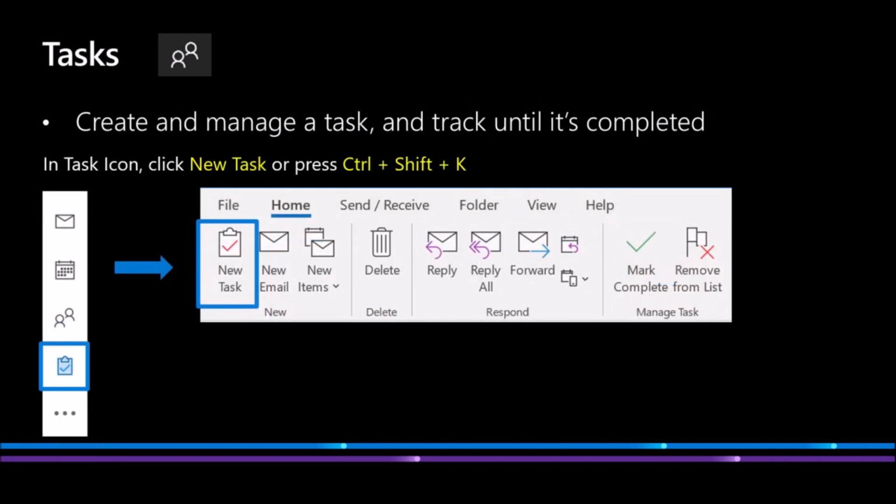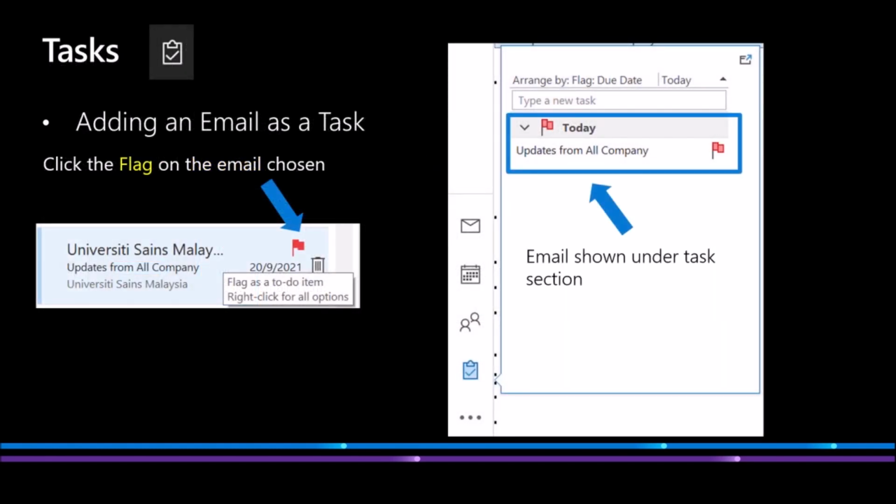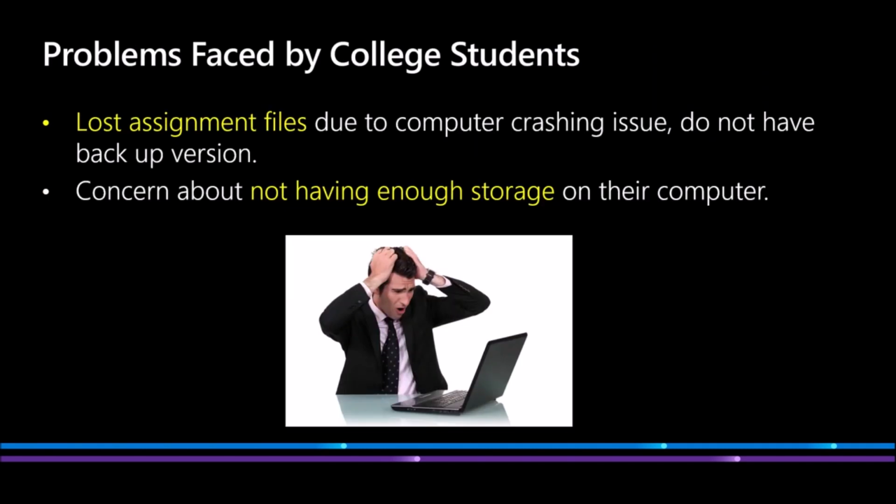Okay, so the last one, which is Tasks, will help you to create, edit, and manage the tasks that you want to track until they are completed. And you can also add an email as a task, and it will appear under your task section. Alright, so that's all about Outlook.